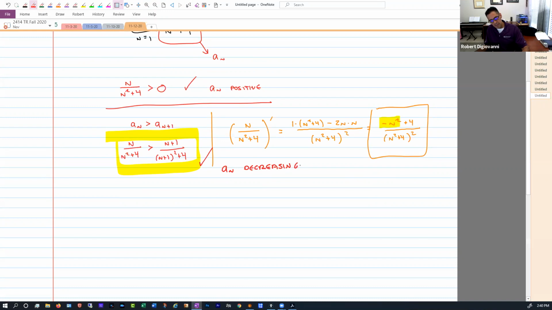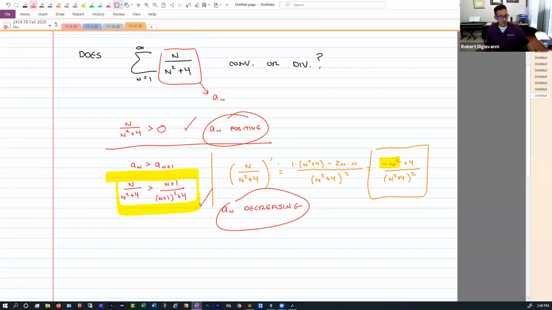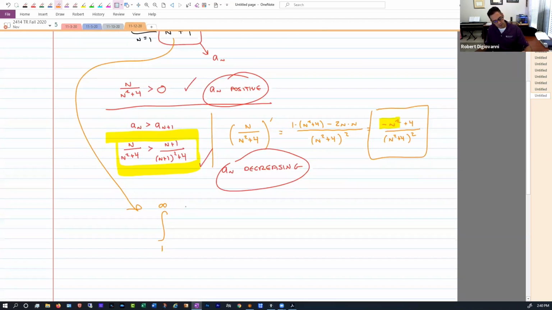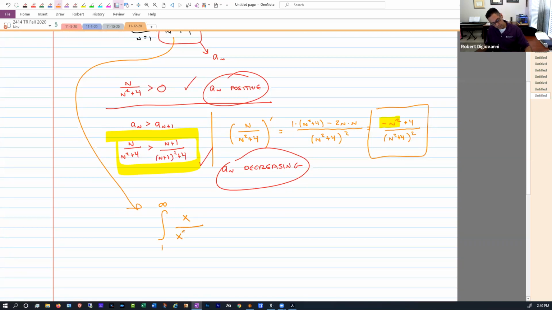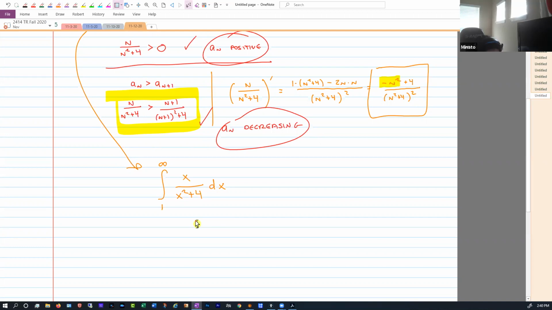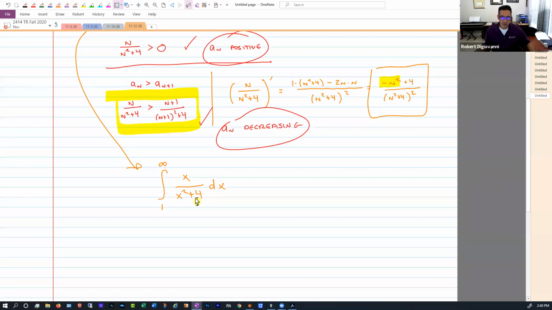Since it's decreasing and it's positive, I can run the integral test, which means I'm going to take this sequence and throw it into an integral from 1 to infinity, but I'm going to treat the sequence in terms of x instead of n. And whatever that does is what the series does. How would you integrate this? Basic u-sub. Use the denominator.